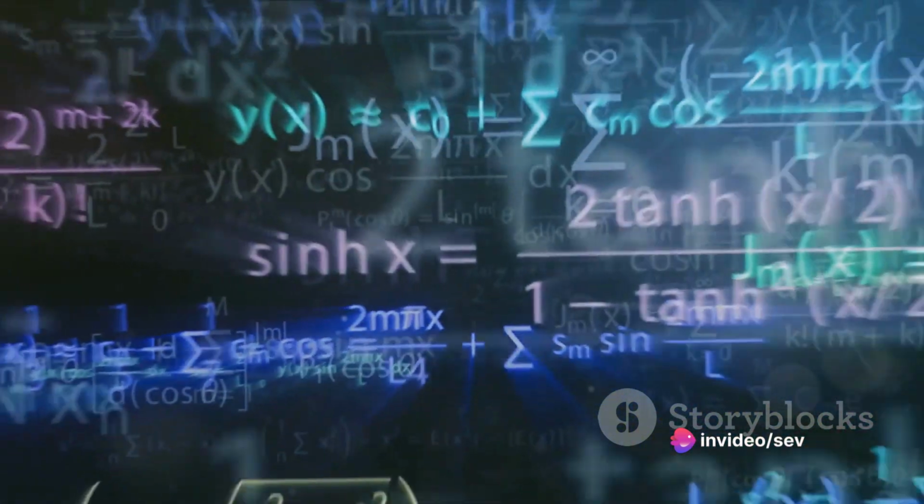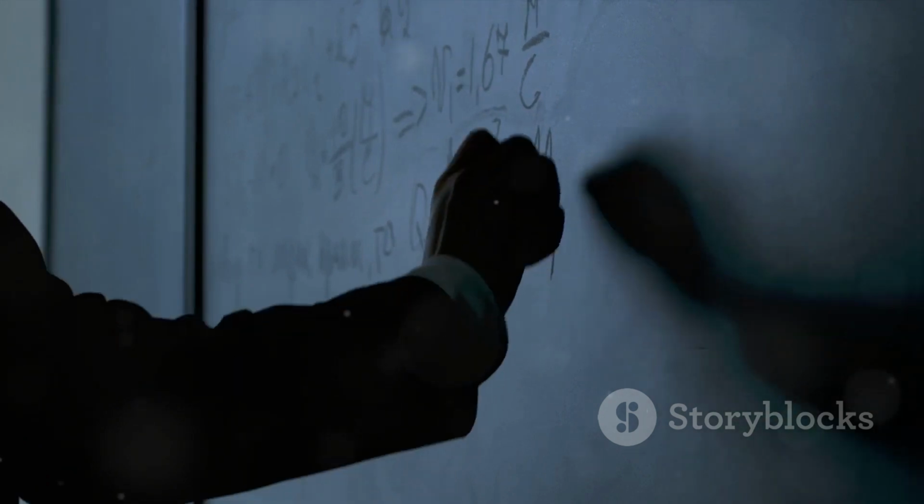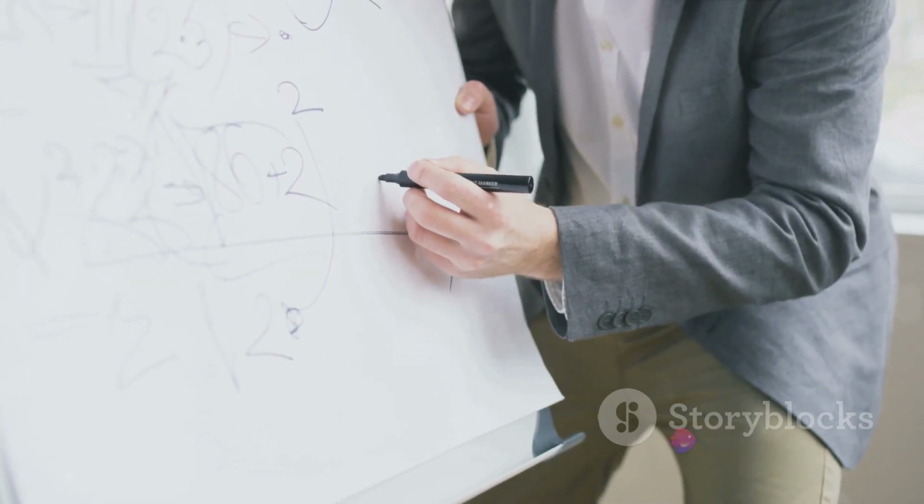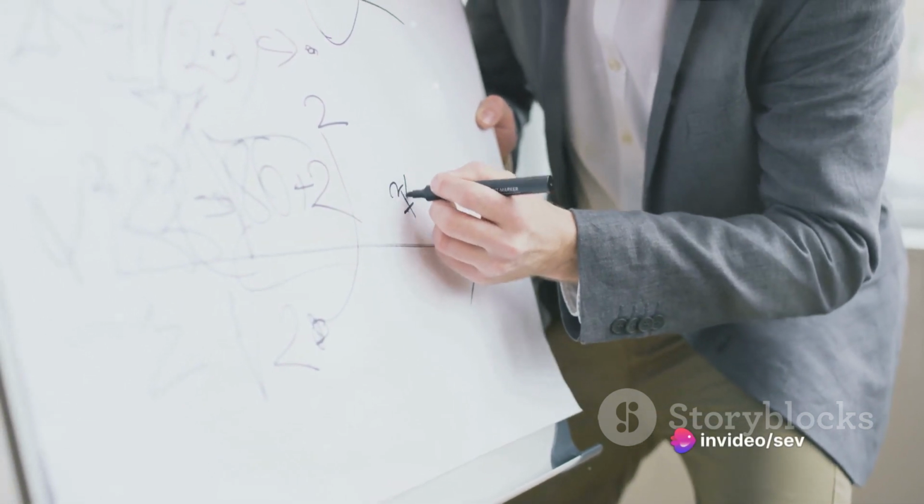Now, we have shown that both a and b are divisible by 2. This means that they have a common factor of 2, contradicting our initial assumption that a and b are co-prime. Therefore, our assumption that the square root of 2 is a rational number must be false. Hence, the square root of 2 is irrational.